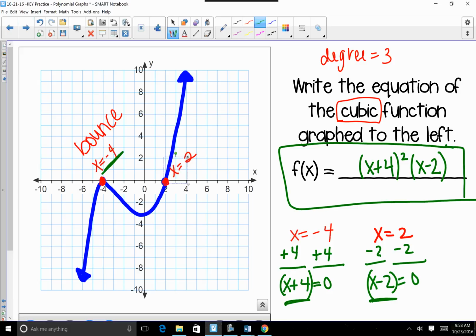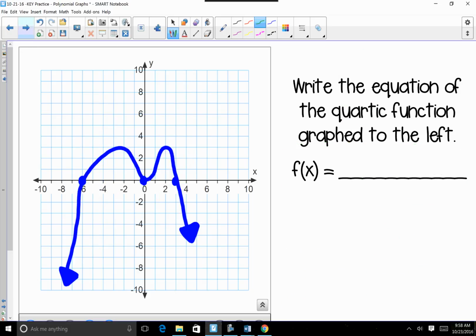All right, I want to do one more real quick. If you look at this one, this says a quartic function. Do you guys remember what that is? That is a degree of 4. The fundamental theorem of algebra tells me that I need to have 4 solutions if the degree is 4.